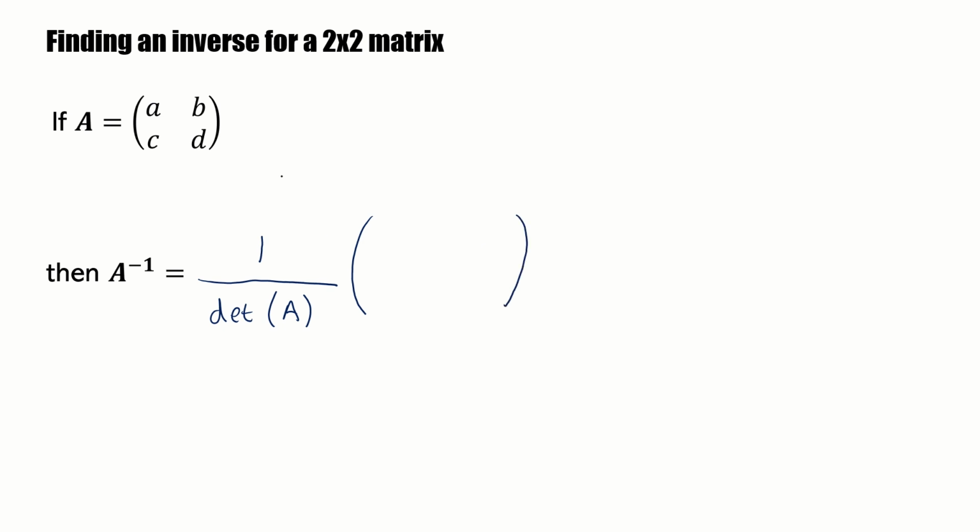The elements on the main diagonal, the A and the D, swap places. And then the elements that normally, when you're finding a determinant, would be the ones you'd multiply and subtract from the other product, those elements are going to be elements that now have a negative sign in front of them, but they do stay in the same place. So the main diagonal, they swap places. The other diagonal, you just put a minus sign in front of them.